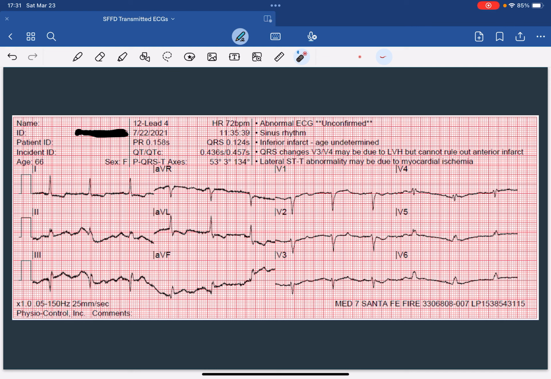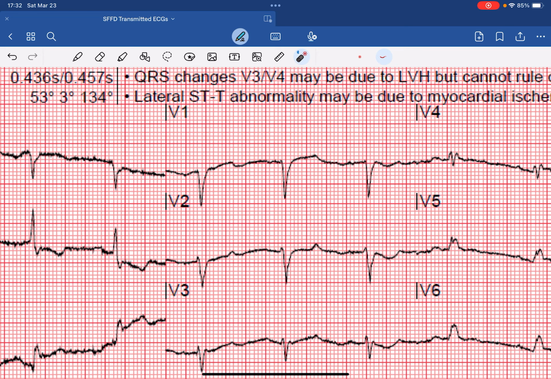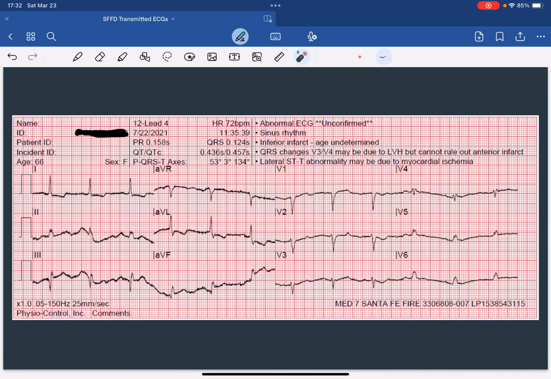We're going to look for things like the rate, and in this case, the rate is calculated by the computer at 72. We can look to see how accurate that is. So we'll see here, take this R wave. I'm going to blow this up for you. This R wave, this is going to be 300, this will be 150, this will be 100, this will be 75. And we're a little bit short of that. So yeah, 70s seems like a good, accurate representation of what this heart rate is doing.